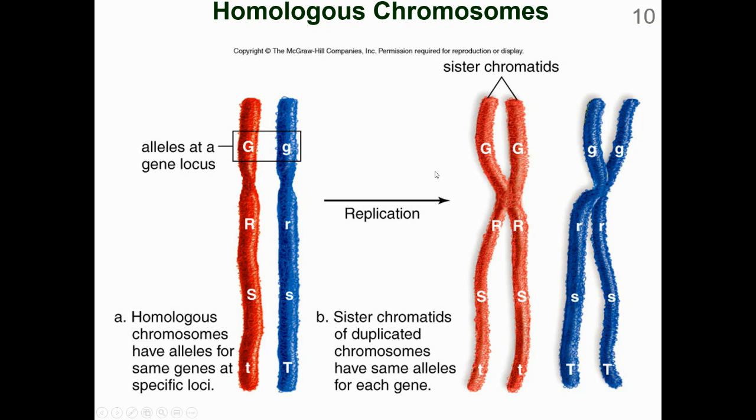So this chromosome will go to one of the eggs or sperm, depending on if this is a male or female. Let's say it's a female. This one will go into another egg. This will go into another egg. And this will go into another egg.